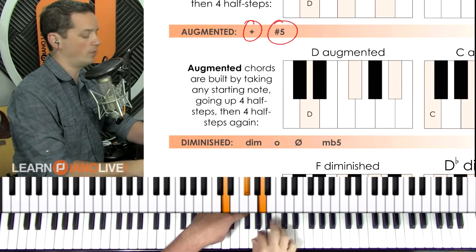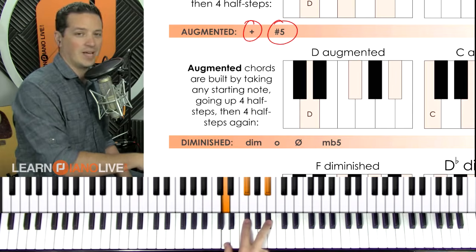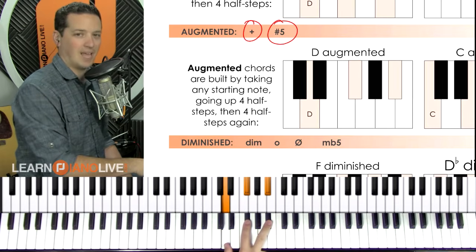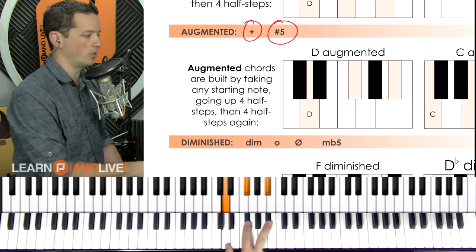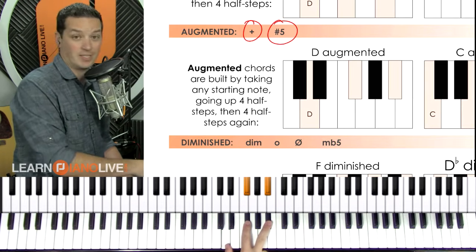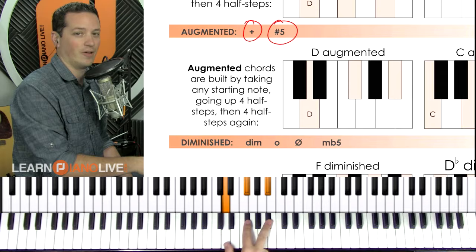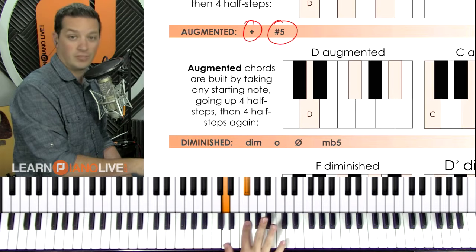1, 2, 3, 4. That sounds totally terrible, and it's absolutely right. That is a D augmented chord. D because D was the root, we started on a D, and augmented because, not because it sounded terrible, but because we followed the pattern of root +4 +4.